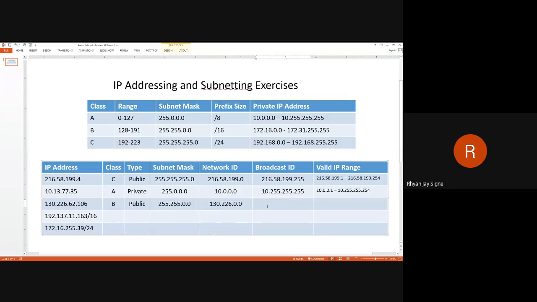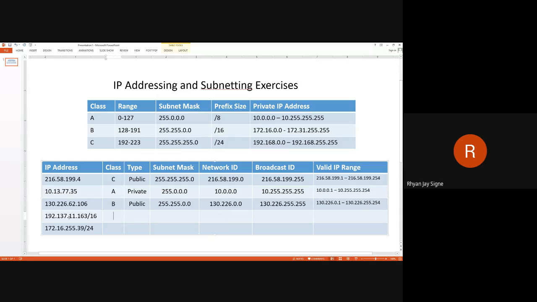Okay, so for the broadcast ID, we just copy the network ID, 130.226, but we turn on all the host bits, so 255.255. That gives 130.226.255.255. For the valid IP range, it is 130.226.0 plus 1, that is 130.226.0.1, right? Then the last valid IP is 130.226.255 minus 1, which is 130.226.255.254. Okay.